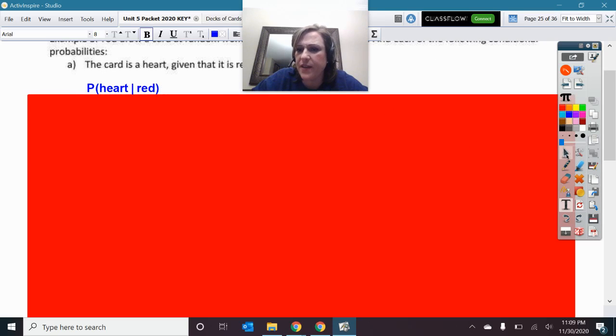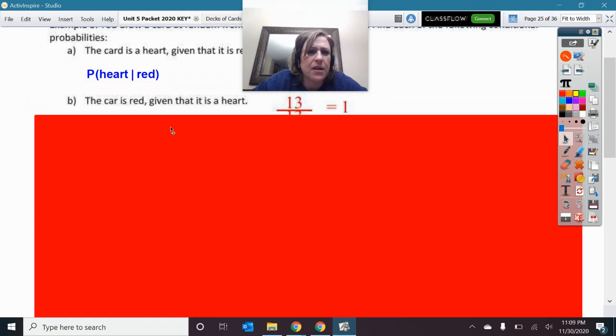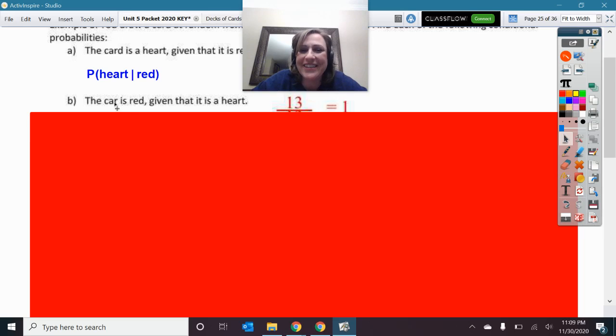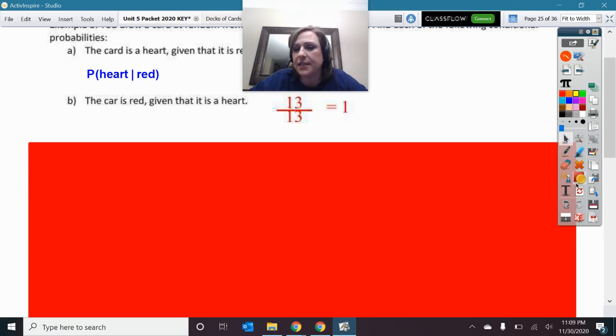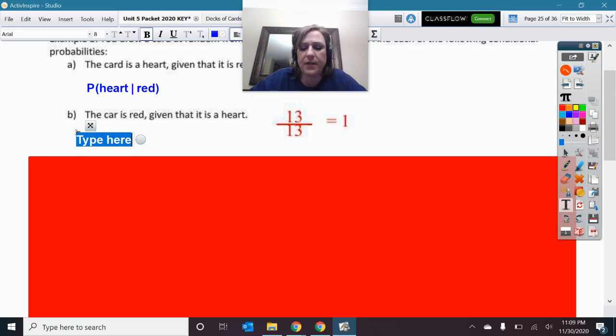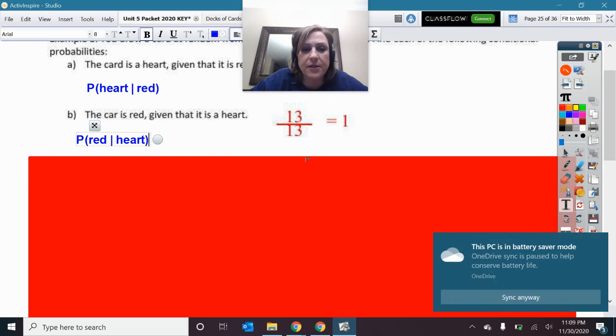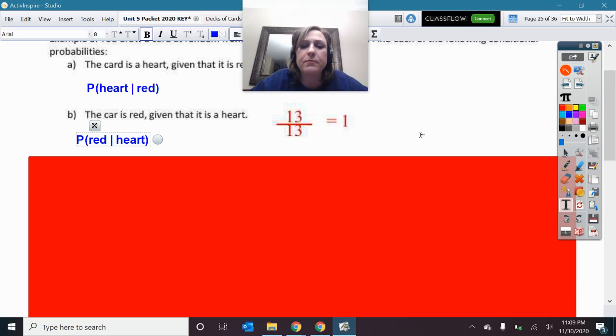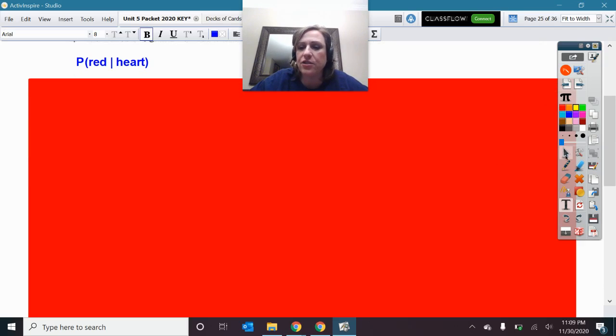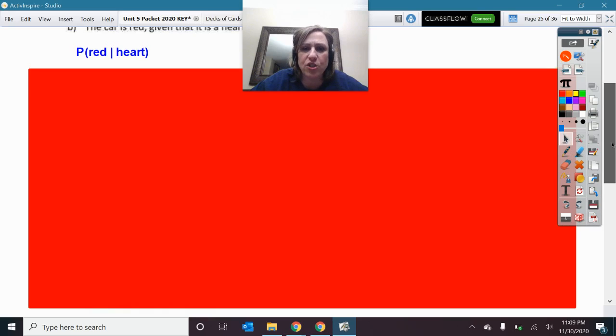All right, try the next one. The card, not the car, but the card is red, given that it is a heart. Okay, so that's interesting. Think about that. What's the probability that it is a red card, given that it's a heart? Well, guess what? There are 13 hearts and 13 red hearts. Okay, so that's 13 out of 13, which is 1. All right, let's see if we can't finish this out. So take a moment, try the others, and then we'll check them.